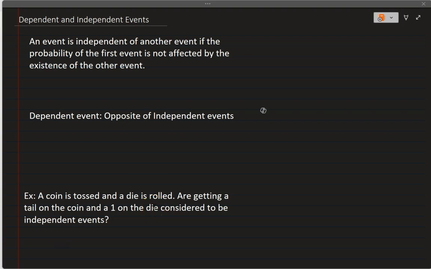Welcome back. Dependent and independent events in probability. That's the lesson for today. So here is the definition.